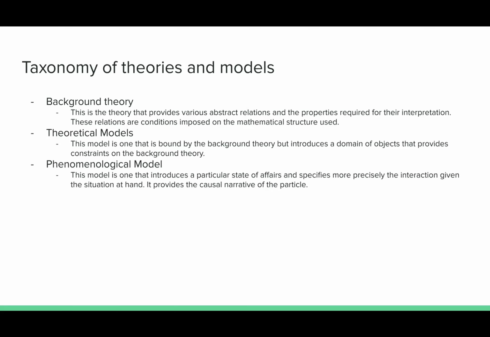And then we have the phenomenological model. This is one that introduces a particular state of affairs, so for example, the Milky Way galaxy, to specify more precisely the interactions that are needed and the situation at hand. So if we're in the Andromeda galaxy, the distribution of dark matter where we are would be different than where we are in the Milky Way. And if we were further out or further in, that will also change accordingly.